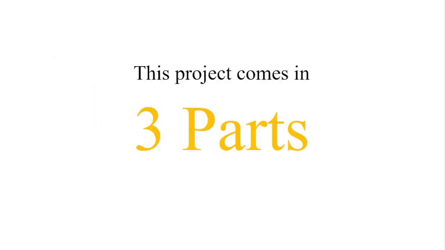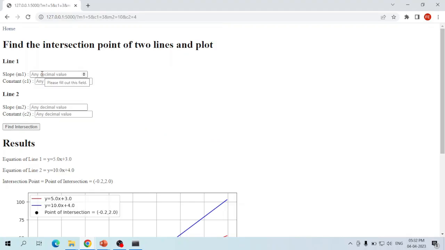This project comes in three parts. In the first part, we build a simple web app to evaluate and display the intersection point of two straight lines using the Flask web framework. This part is designed to introduce you to the basic architecture and structure of a Flask based web app from scratch. Our developed web app in this part will look like this.